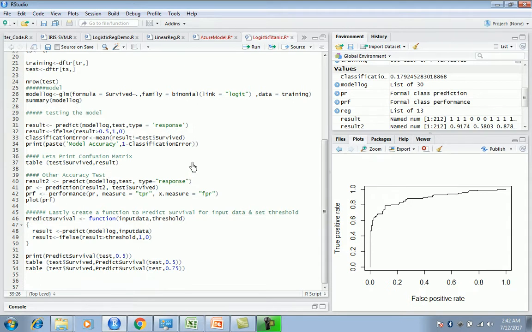I hope this was helpful, and we will take this same data set into the next video, and we will be using the same data set to create a logistic regression model onto Azure ML. We have seen this in R, we will see it in Azure ML, how well we can do that.